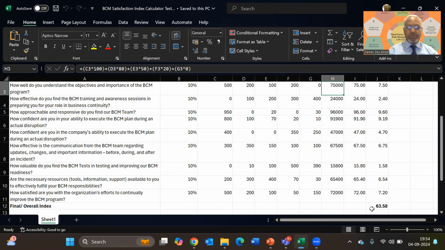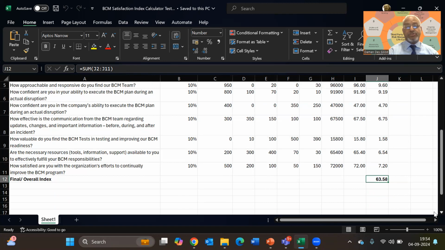So the overall index comes out to be 63.58, and this is the score out of 100. Like scoring in any exam, 63.58%. Is it good, bad, ugly? That is the next step that you would most likely need to write in the process.